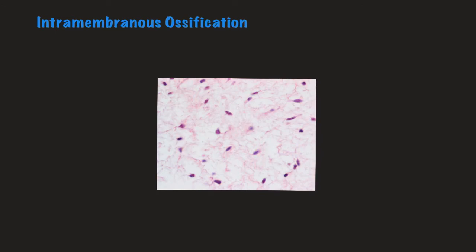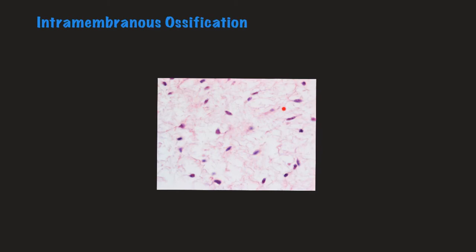First, let's take a look at intramembranous ossification. This is the bone formation of the flat bones of the skull and the clavicle. If you think about these types of bones, they are not very thick. This type of bone formation occurs when there is a condensation of mesenchyme into a soft sheet.